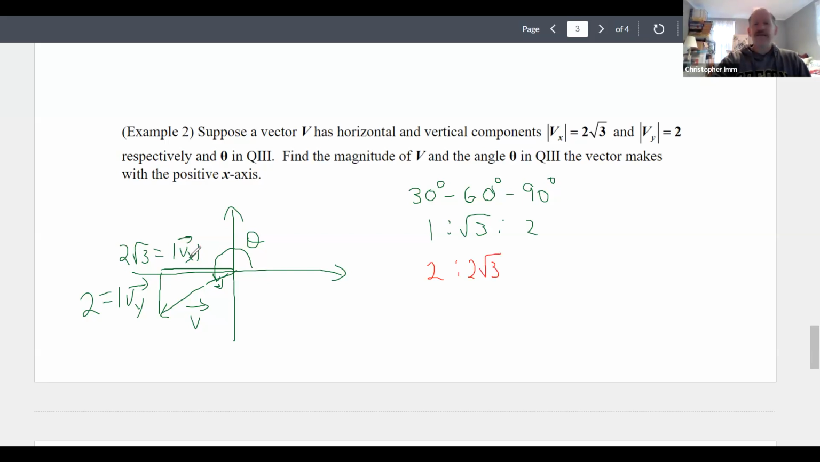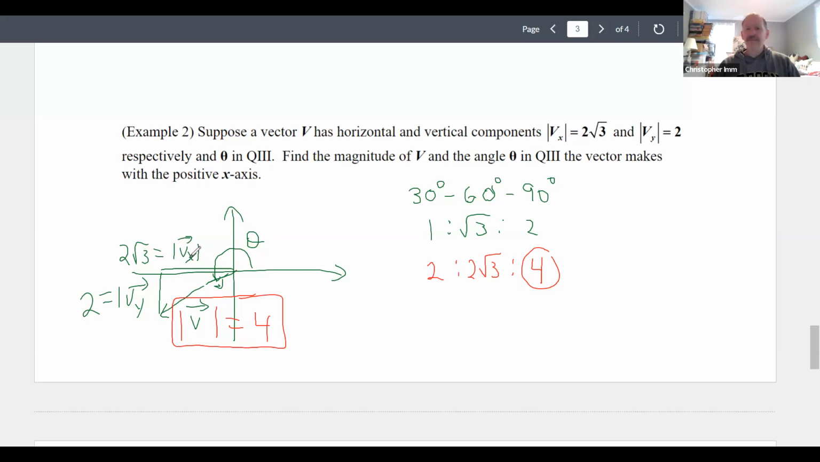So if 1 is to 2 and 2 root 3 is to root 3, so root 3 is to 2 root 3, then we would probably realize that we're multiplying by 2 to get these red values. So 2 times 2 is 4, and that's going to be the length of v. Now, you could also use the Pythagorean theorem for this, but I just think it's neat and more simple when we can see these ratios.